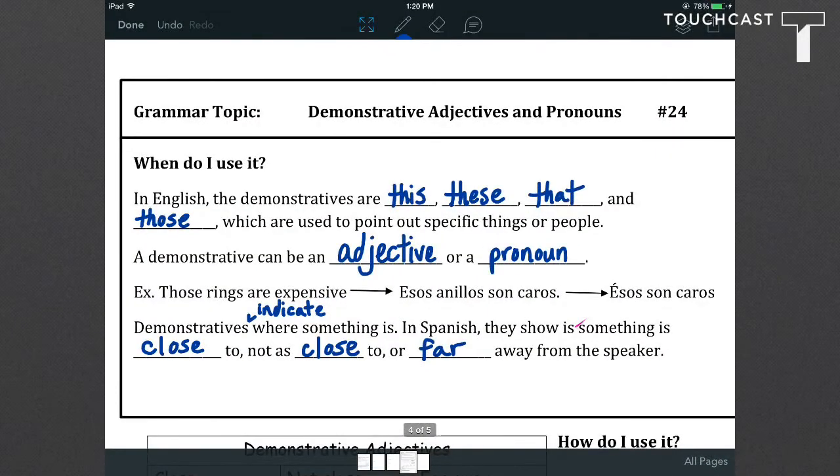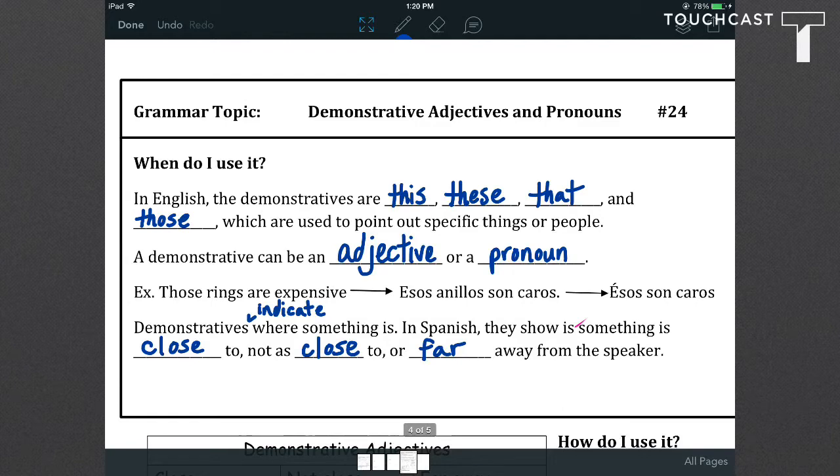So let's review. Demonstrative adjectives and pronouns are this, these, that, and those. And these are used to point out specific people or things. A demonstrative can be an adjective or a pronoun. Those rings are expensive. Esos anillos son caros.